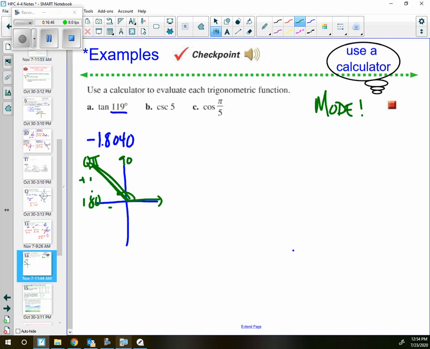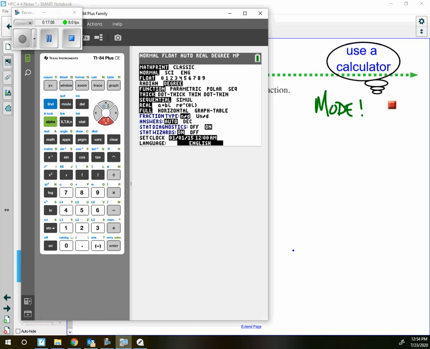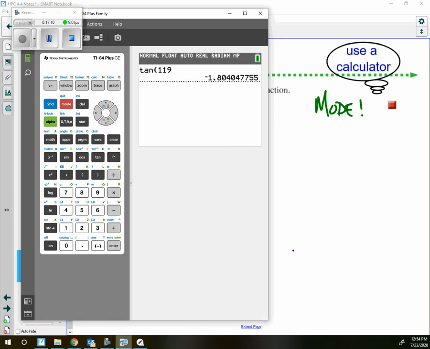So think about reasonableness when you're using your calculator. We all type stuff in wrong. Think about what it should be. Okay, now a little bit to think about on this one. Cosecant of 5. What units is the 5 in? No degree symbol, so that's radians. So right away, if I'm going to use my calculator, I better switch my mode into radians. So let's be careful there. Let's switch over to radians. So I know I have radians.